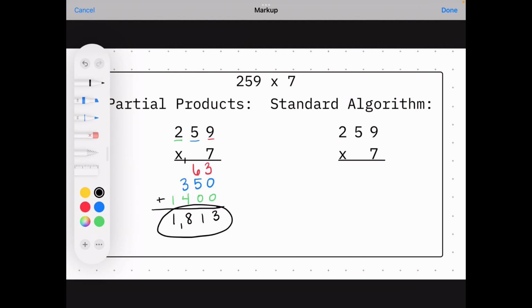Moving over to the standard algorithm, I'll just do 7 times 9 is 63. This time I'm going to carry the 6 instead of putting it down into the answer. Then I do 7 times 5, which is 35, plus 6 is 41. And then 7 times 2 is 14, but then I need to add on 4 to get me 18. Same answer, 2 different ways to solve.